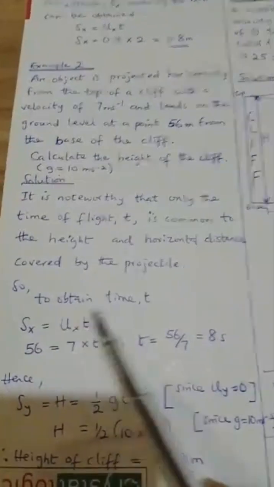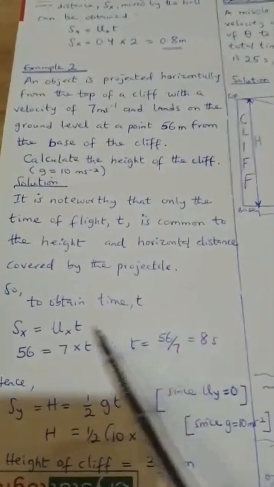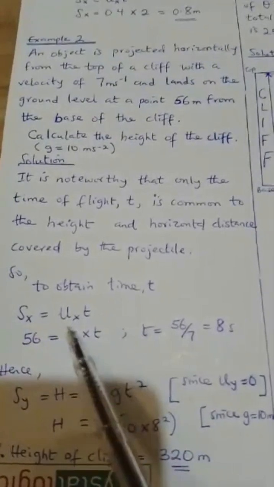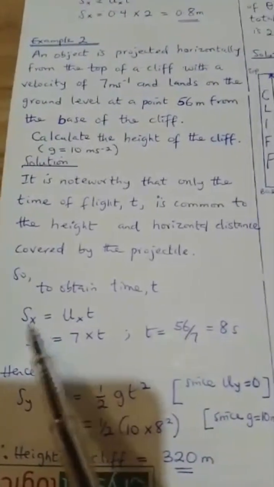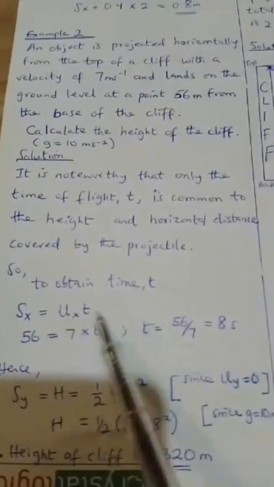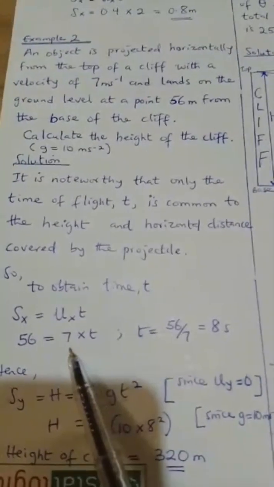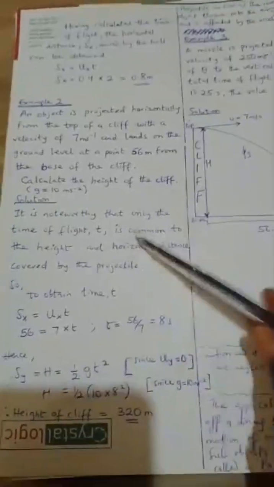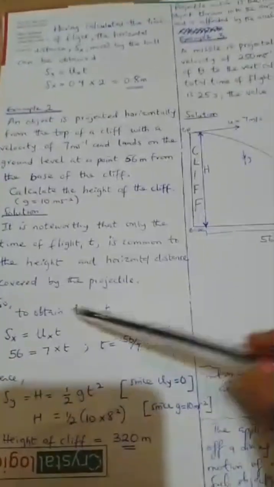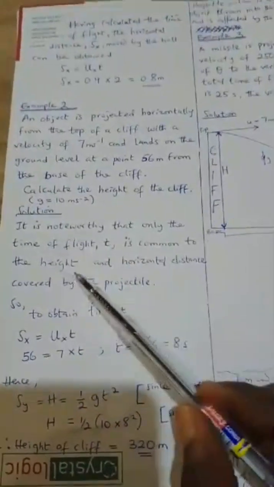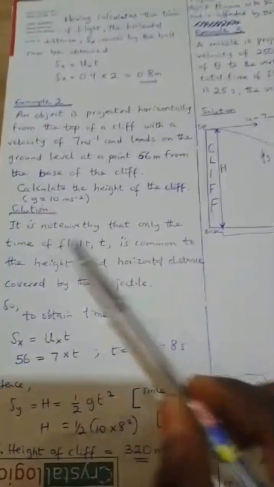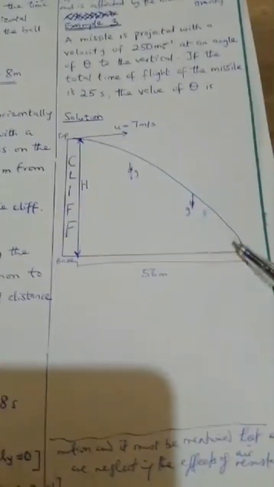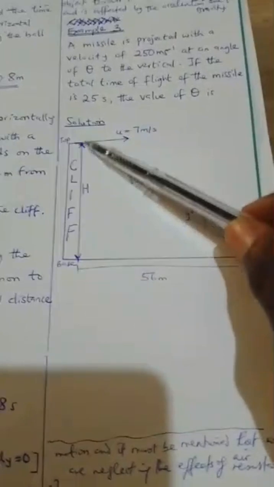So first, to obtain the time, you slot it into the second equation of motion. There's no acceleration for horizontal distance, so it's gone. You only have u x t: 7, our initial velocity, times time. Okay, just to recap on this point, the time of flight is basically the duration of the journey of the object.